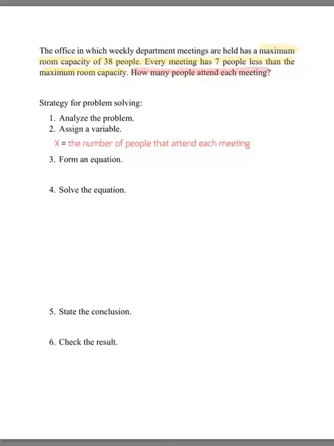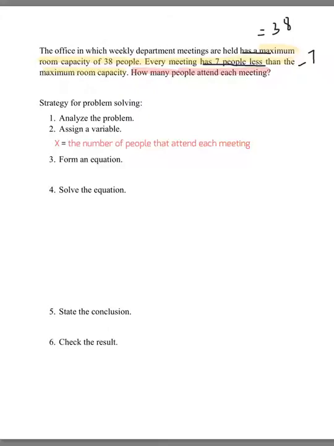Words like "has a maximum room capacity of 38 people" usually associate with an equal sign and the number 38. We also know it has 7 people less. The word less is an indicator of subtraction, so we're going to try to combine these two in some way to create an equation for ourselves.